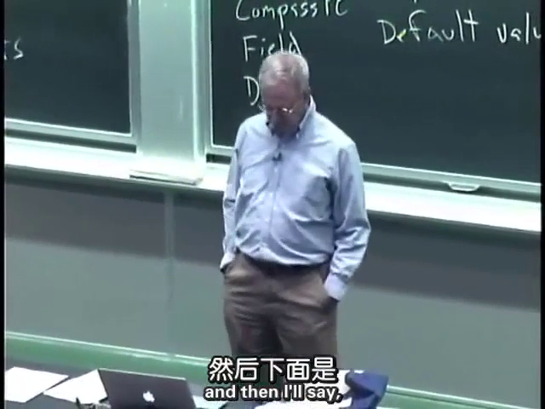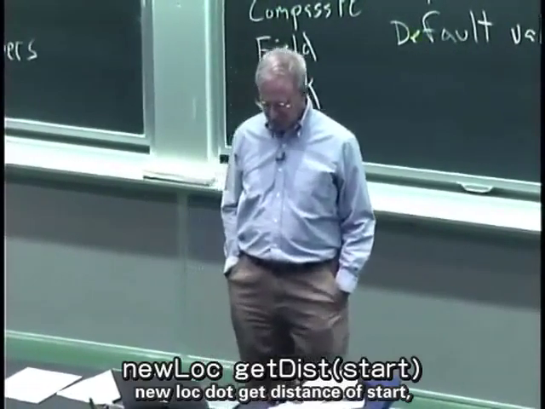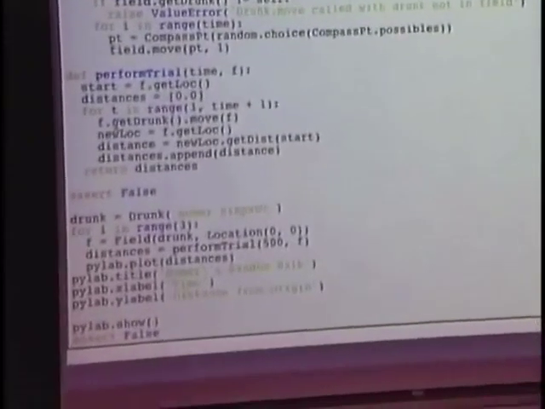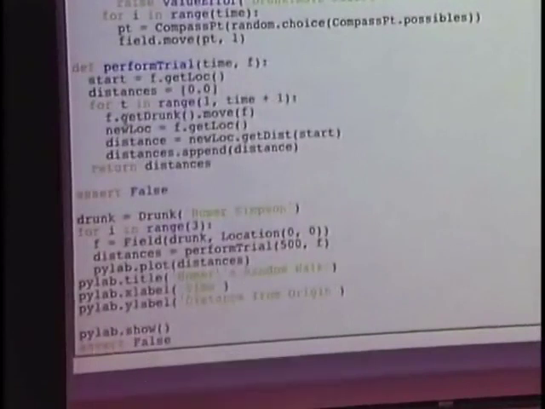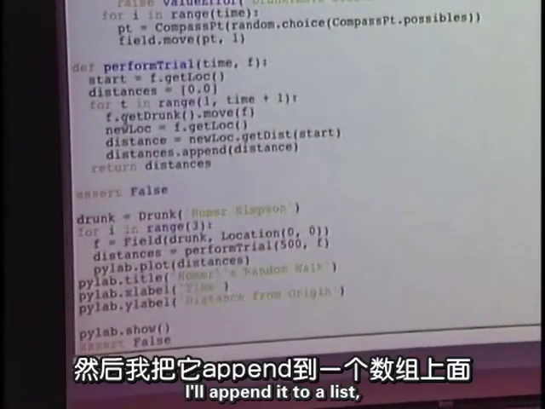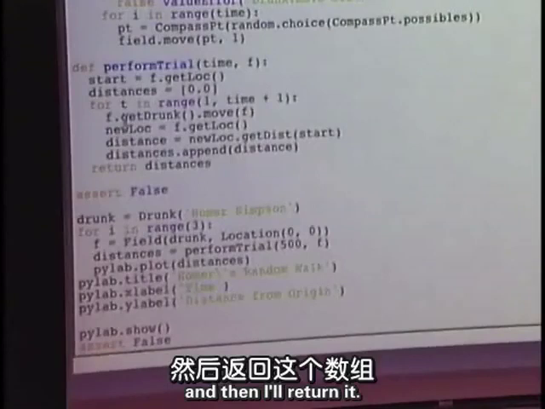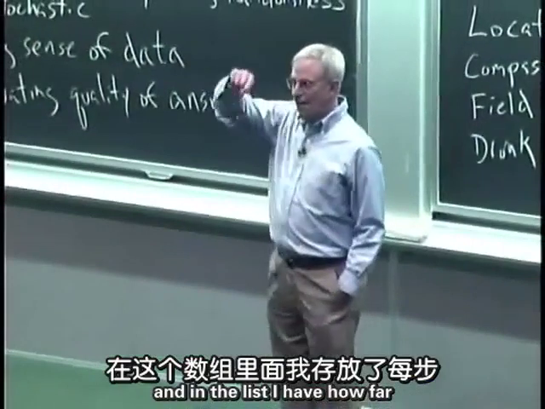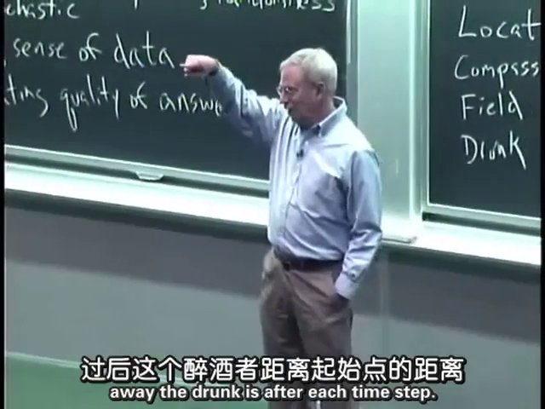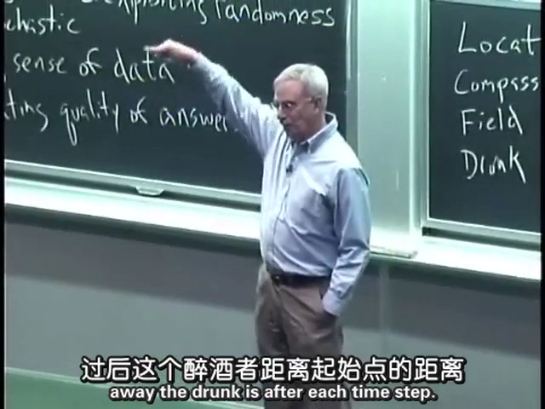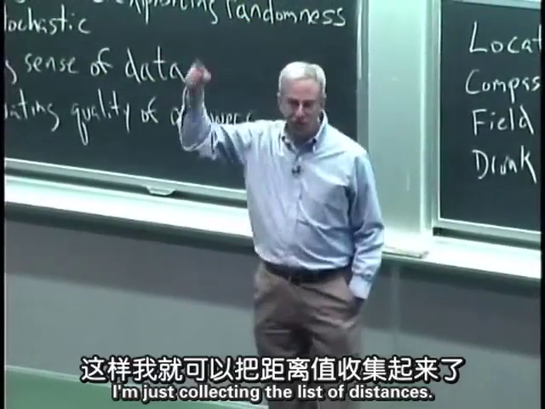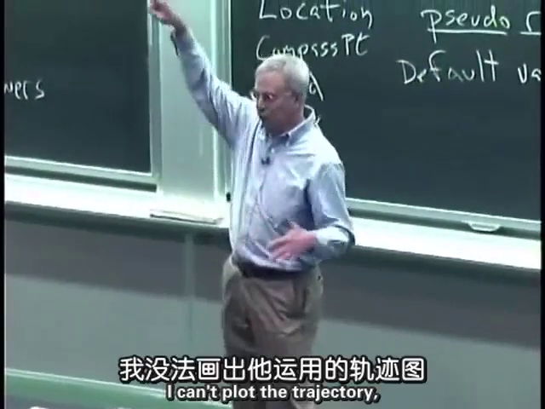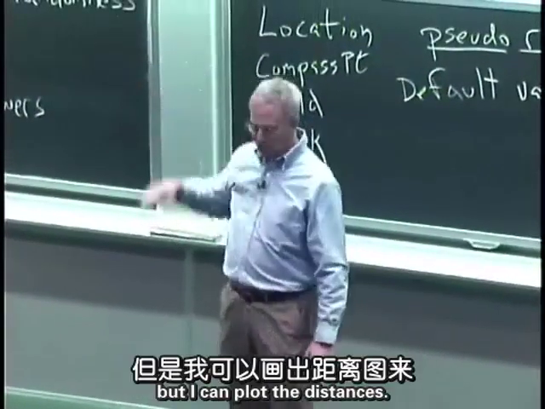And then I'll say distance equals newloc.getDistance of start. How far is the new location from wherever the starting location was? I'll append it to a list, and then I'll return it. So now I have a list, and in the list, I have how far away the drunk is after each time step. I'm just collecting the list of distances. So I don't have a list of locations. I don't know where. I can't plot the trajectory. But I can plot the distances.